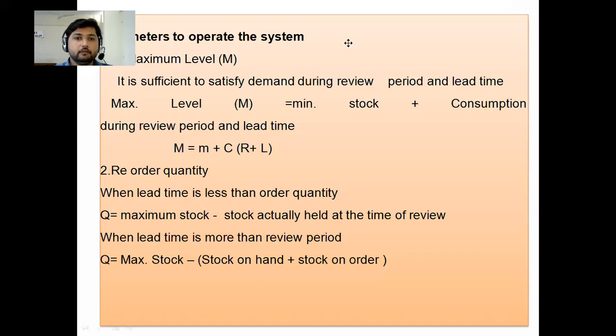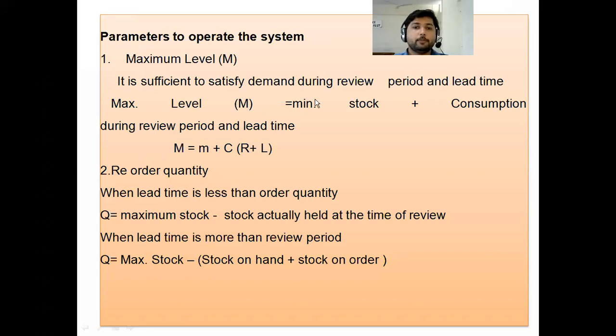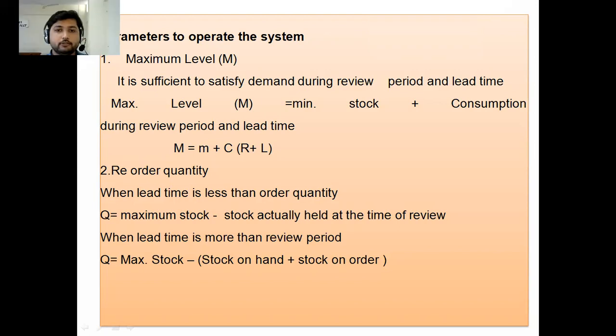Then operating parameters to operate the system. Here, maximum level, in bracket capital M, is sufficient to satisfy demand during the review period and lead time. Maximum level M is equal to minimum stock plus consumption during the review period and lead time.